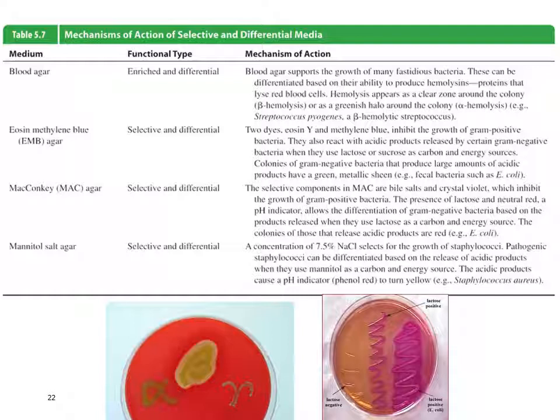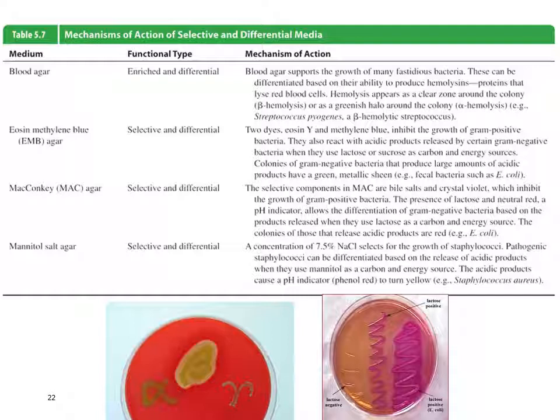Hemolysis appears as a clear zone around the bacterial colony in the case of beta hemolysis, or as a greenish halo around the bacterial colony. This is known as alpha hemolysis. The clear or greenish halo around the bacteria depends on whether they completely lyse the red blood cells, or they simply modify the iron within the hemoglobin of the blood cells.